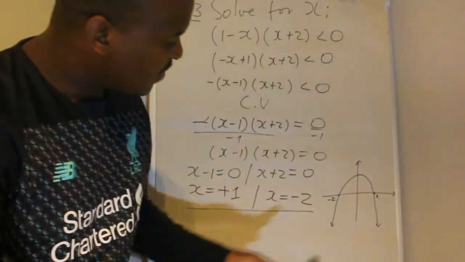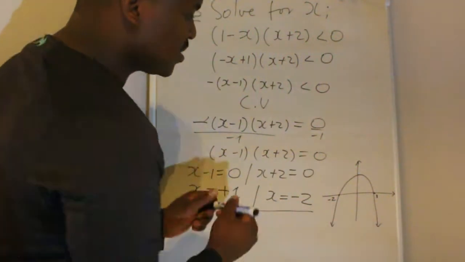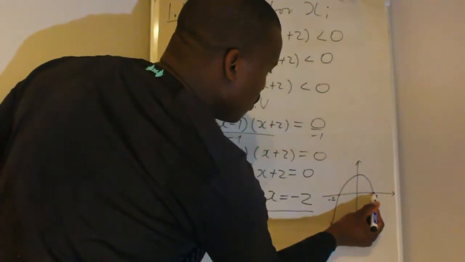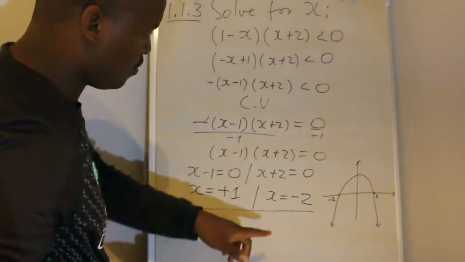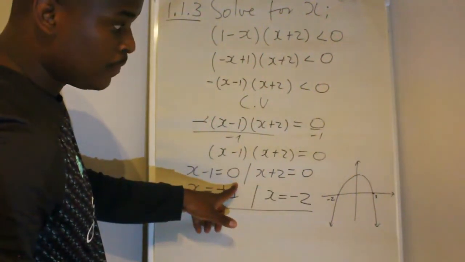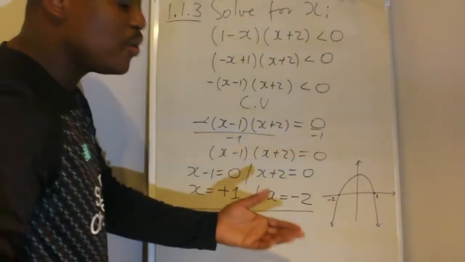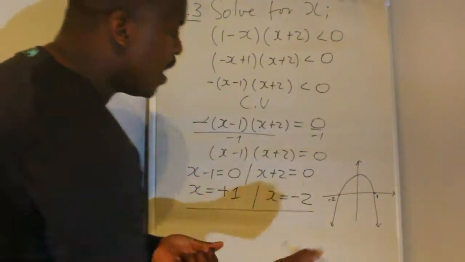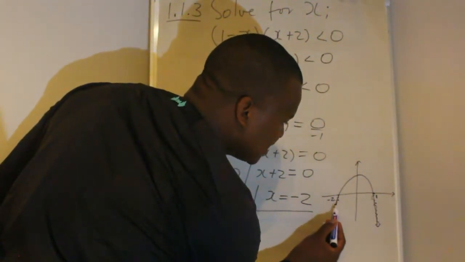Where does this start? This starts when x is greater than 1. Because when x is equal to 1, we know y is equal to 0. When x is equal to 1 or x is equal to negative 2, we know y is equal to 0. We want it where it's negative. So the graph is negative here, less than 0 here and less than 0 here.